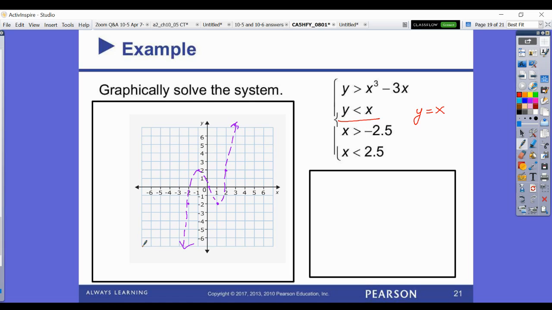So I'm going to start at 0, 0 and go up 1 over 1. Make my dashed line there. Let's pick another color. Y is great. X is greater than negative 2.5. So on the x-axis, I find negative 2.5. And if it's x equals, it's a vertical line. So I'm just going to do both of these in blue. X is less than 2.5 is here.